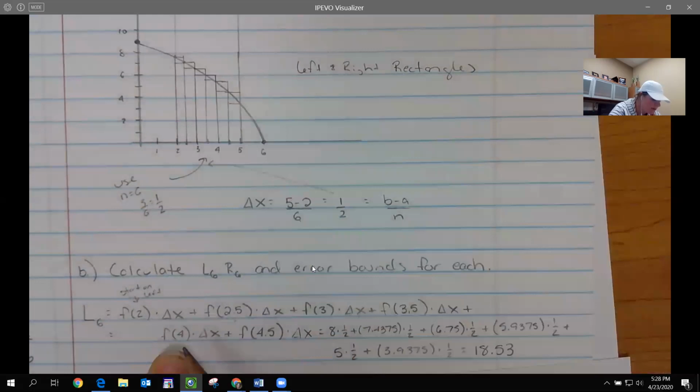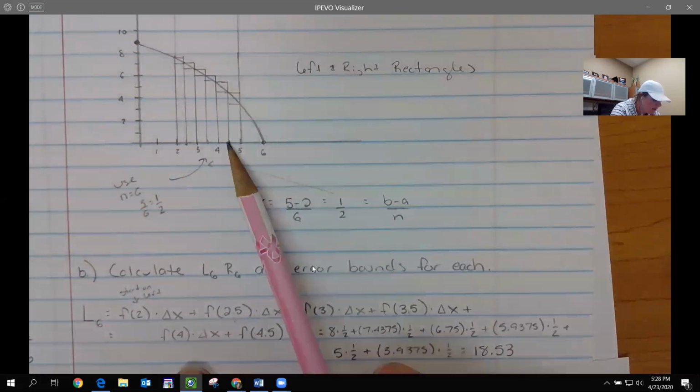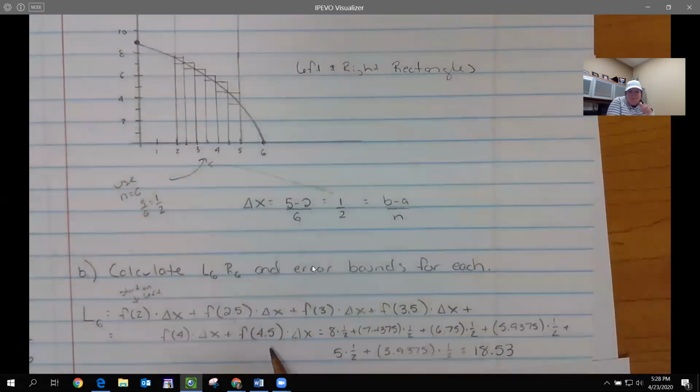And then plus, here's the next one. 4 is my next number. So 3.5, 4 up and over, and then I went to 4.5, 4.5 up and over. So you will be 1 number less than the ending point when you do your left. So left starts with the first number, and ends 1 change in x short of the end. Okay, so write this out. Do not be lazy or you're going to confuse yourself.